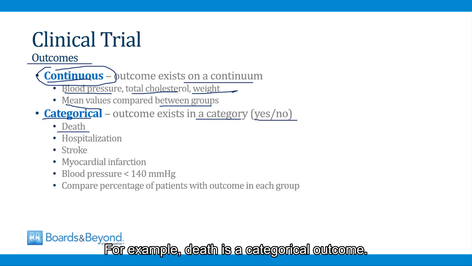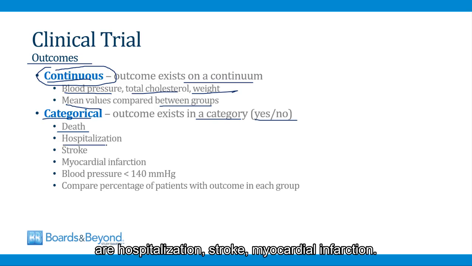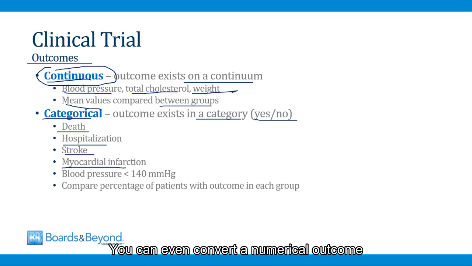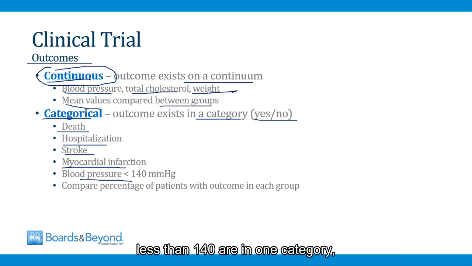For example, death is a categorical outcome. Patients can either die or not die, but you can't assign a numerical value to this outcome. Other categorical outcomes are hospitalization, stroke, myocardial infarction. You can even convert a numerical outcome into a categorical outcome. For example, if you say patients who have blood pressure less than 140 are in one category and above 140 are in another, you've now converted blood pressure into a categorical outcome.